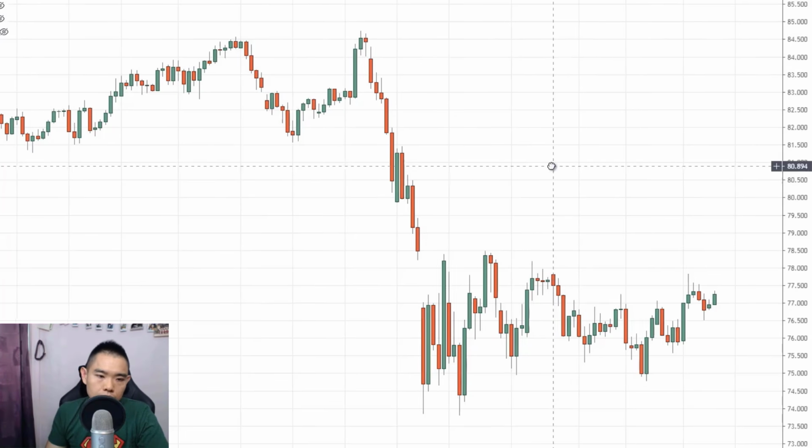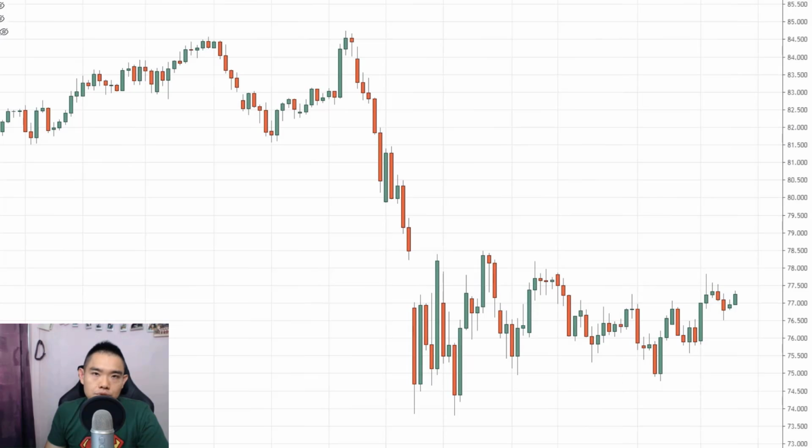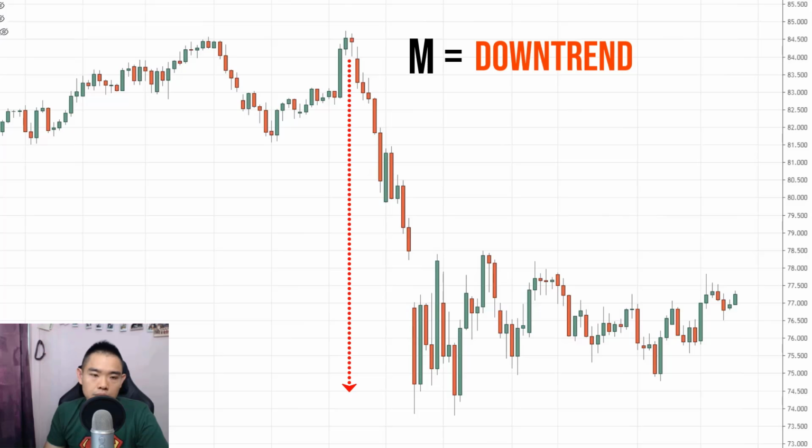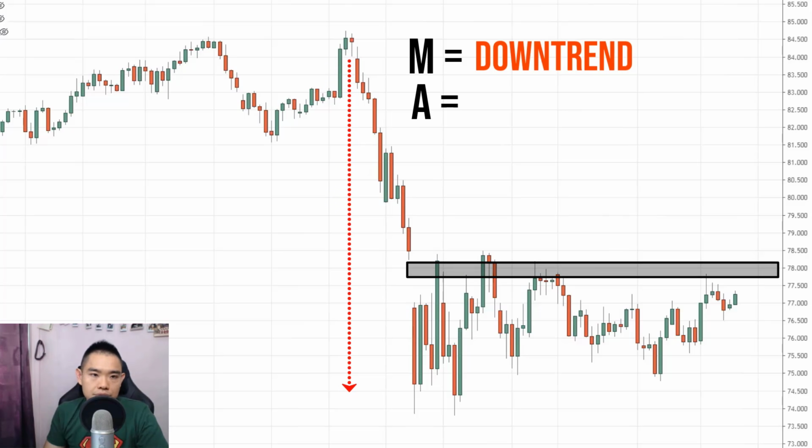Canadian yen. Again, what is the market structure? I would say market structure is down. Market is in a downtrend. Area of value, where is it? I would say this is an area of value at resistance. So we call it R. Entry trigger, so this is M, this is A.